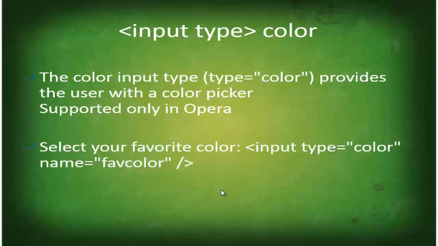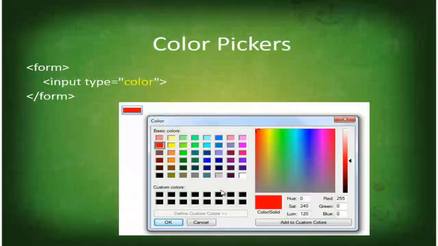Color is not supported by Firefox or the other browsers, so be careful with it. It helps you to select a color. So this is how it's going to appear. When you say type equal to color and click on it, this color box will appear. In the olden days, Opera had one other small drop down box with the color swatches inside it. Now they have changed it. When you click on it, it's going to come only like this.